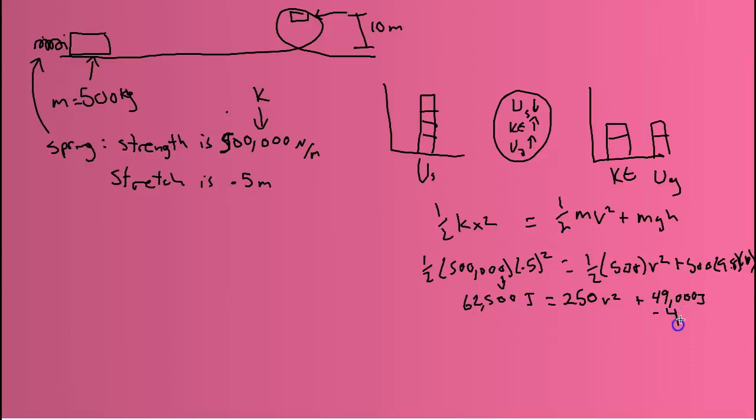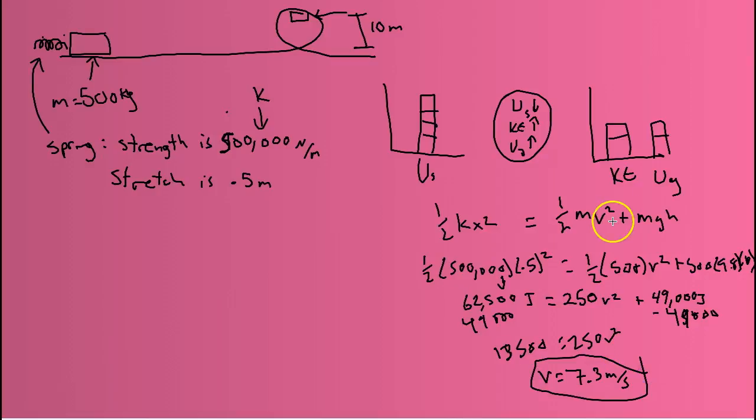Now from here we have a pretty simple equation to solve. We need to subtract 49,000 from both sides, and then we'll get 13,500 equal to 250 v squared. And the last step will be to divide by 250, and then to take the square root, and then we're going to get a velocity of about 7.3 meters per second. So that means that's how fast it's going at the top of that loop. Okay, and so here's us using an energy chart to make a prediction.